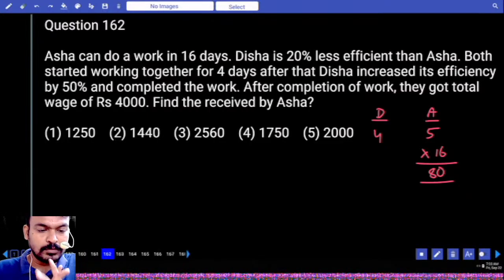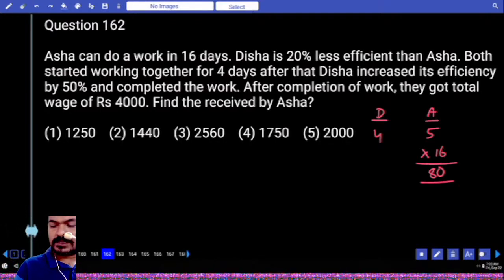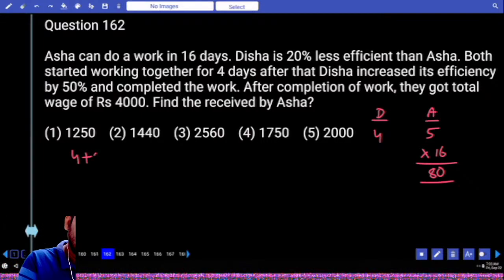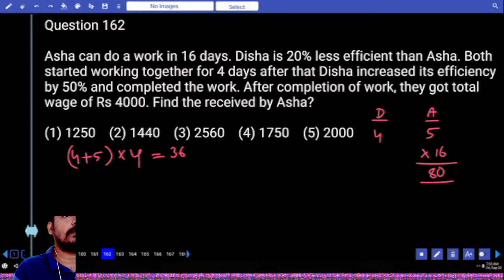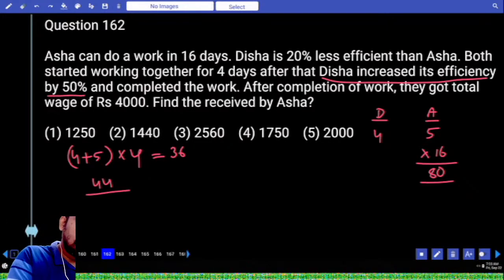And they both started working together for 4 days. After that, Disha increased her efficiency. Means first 4 days original efficiency. What are original efficiencies? 4 plus 5, into how many days are working? 4 days. Means 9 4s are 36 completed. Okay. What is the remaining work? 44.